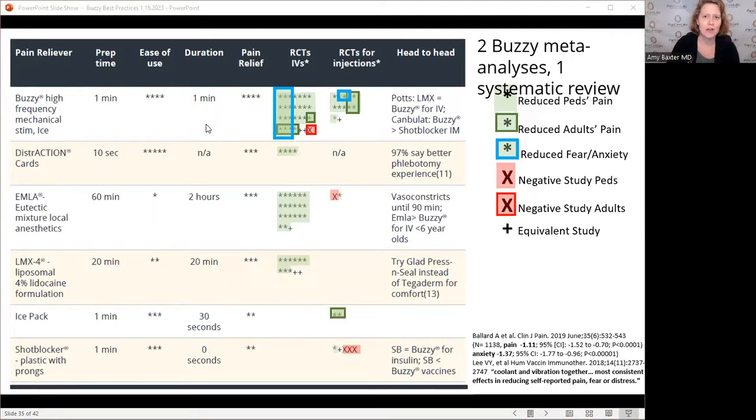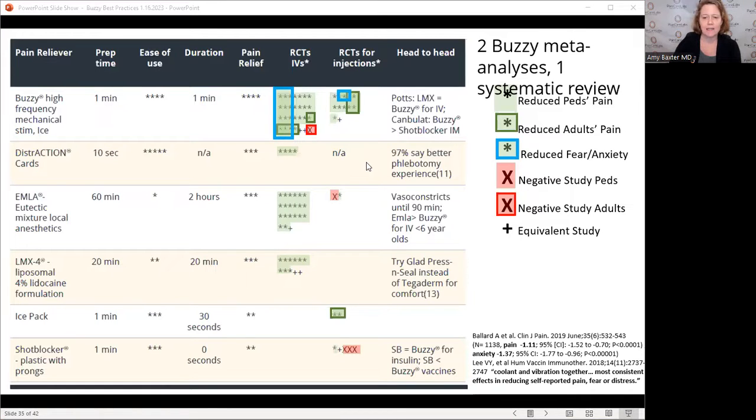This slide just shows the preponderance of evidence about Buzzy compared to anything else. So the blue ones also talk about fear and not just pain. If it is a box around it, that means it's adults. And so we've got adults and pediatric. And as you can see, there are no LMAX studies. And that's intentional. I talked to the company, and they're like, yeah, we didn't seek an FDA clearance for IV access, so we didn't do any studies.